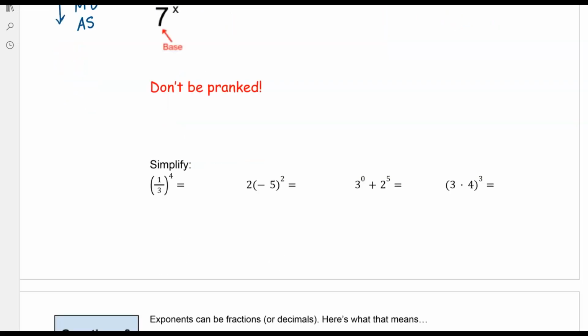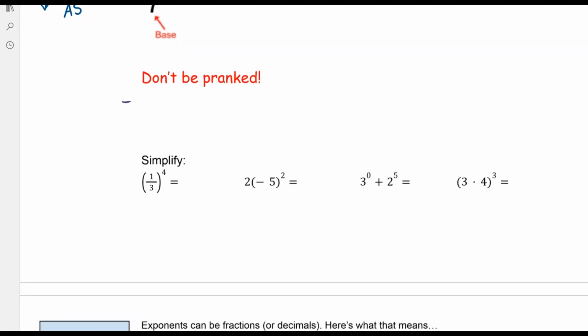Don't be pranked when you're working with exponents. There are some mistakes that are made so frequently that I just have to point them out to you so that you won't be pranked when they come up. Here's the first one. If I have -3 squared, and this is just an example, you could substitute any numbers there, that's not going to be equal to the parentheses -3 squared.